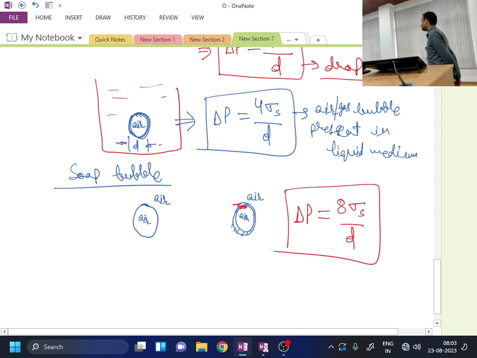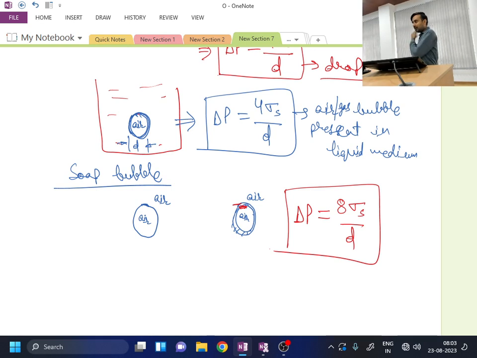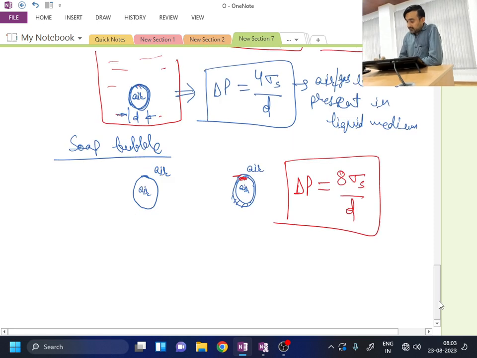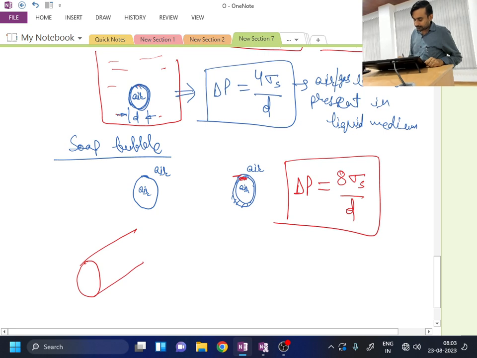Is this point clear? Or does anyone have any doubt on it? Up to this, is it clear? Now let's consider the third situation. Say I have a cylindrical liquid element, a cylindrical rod of liquid, and I am slicing it from this section plane. If I am slicing it like this, then what will I get?